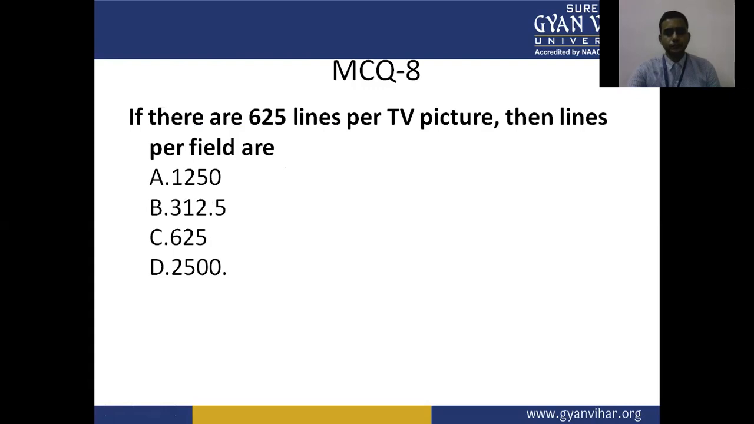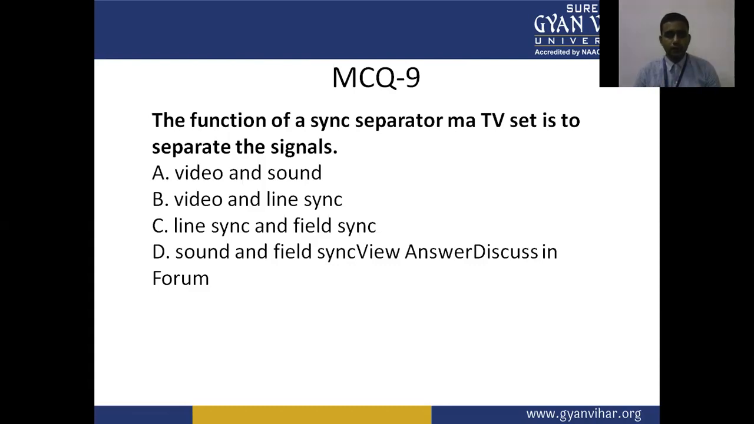Question number 8. If there are 625 lines per TV picture, then lines per field are: A, 1250; B, 312.5; C, 625; D, 2500. In the last lecture, we have already discussed the field in the 625 lines and how many lines are divided into each field.